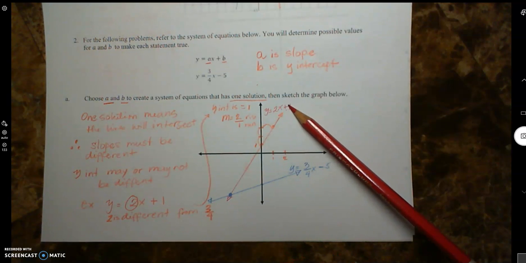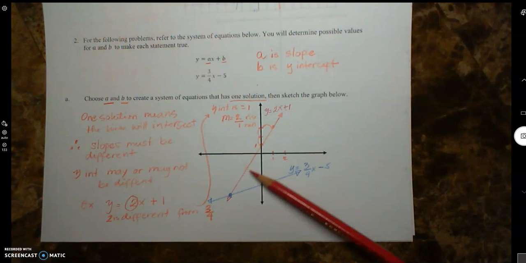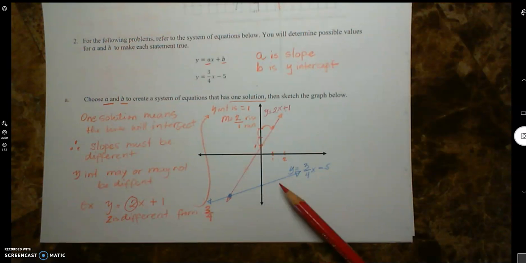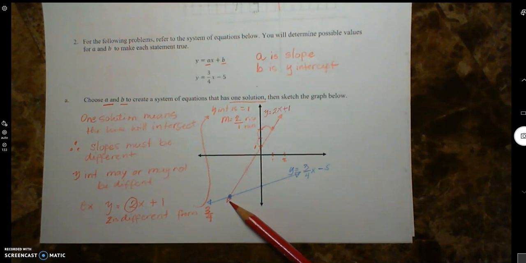Once again, this line right here represents what I created, which is 2x plus 1. And this is your original line, which is y equals 3/4 x minus 5. Once again, your purpose here is to create a line where they will intersect at one point. They will only intersect at one point if the slopes are different. Next, letter B. Choose A and B to create a system of equations that has an infinite number of solutions and sketch the graph below. This means that they will intersect forever, meaning to say that the lines are on top of each other.